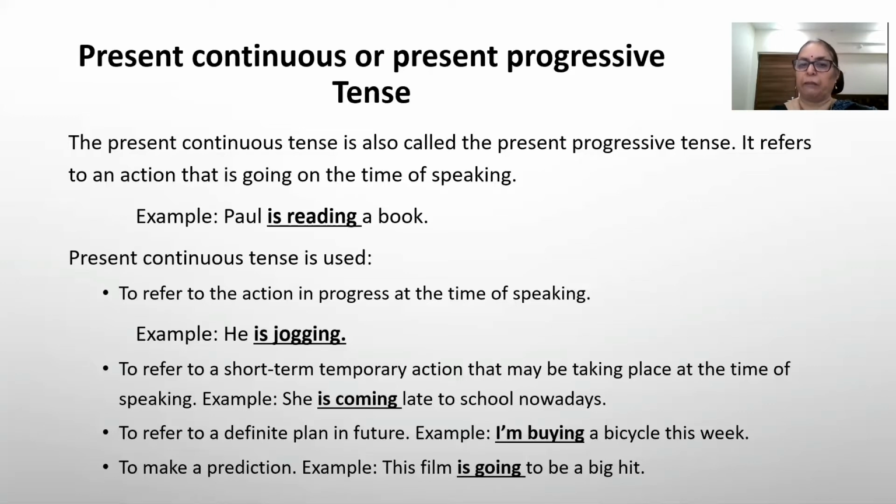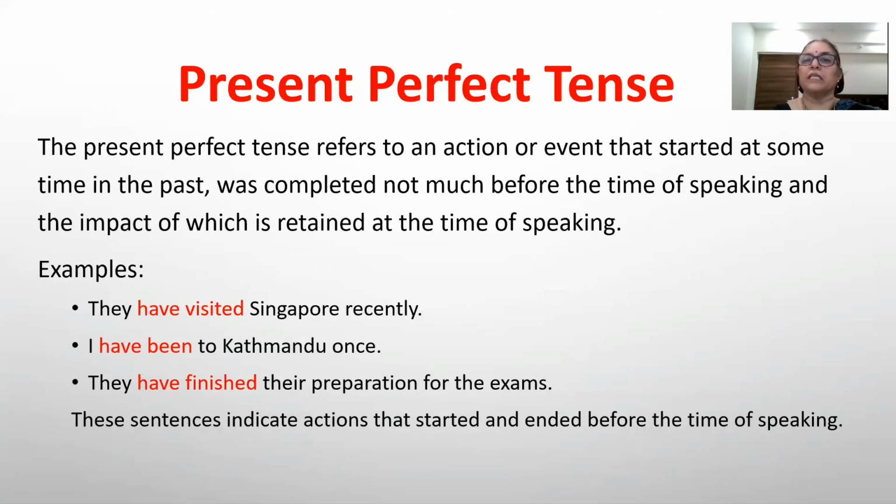And then a definite plan: I am buying a bicycle this week. I am buying a new novel today. So in that way, we have planned. And then the prediction: this film is going to be a big hit. Four things. Okay. Now, present perfect tense.